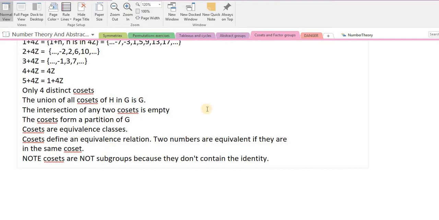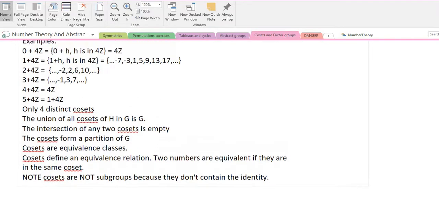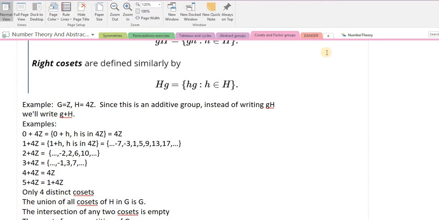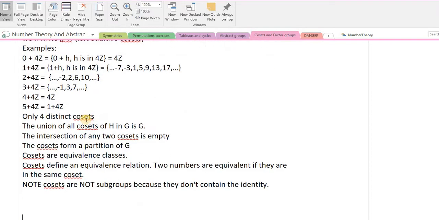All right. So the question that I wrote here. Now the other thing I should mention is these are left cosets. These are all left cosets. So you could call these the left additive cosets. Now, what about the right additive cosets? They'd be the same because of commutative. All right. So right additive cosets are the same.